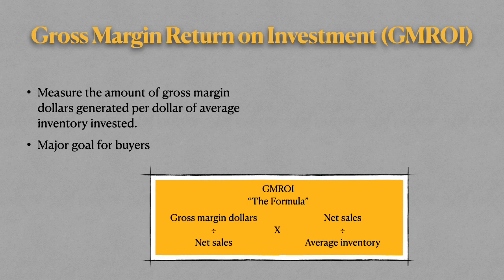To calculate GMROI, you're going to take your gross margin dollars divided by your net sales, and you're going to multiply that by your net sales divided by average inventory. This formula can also be simplified by canceling out the net sales. So you can essentially take gross margin dollars and divide that by average inventory and get your GMROI as well.